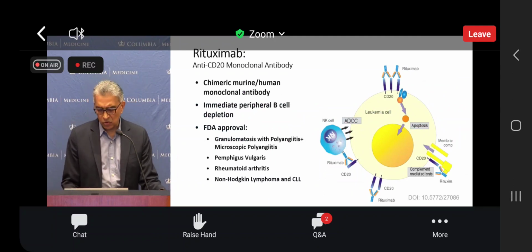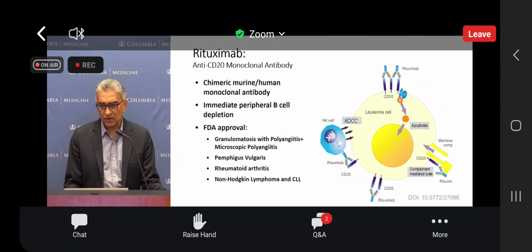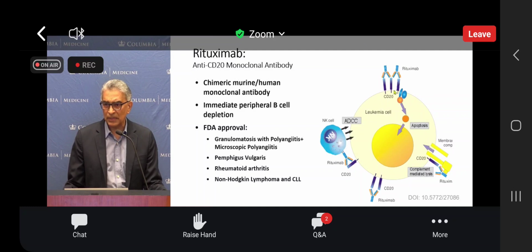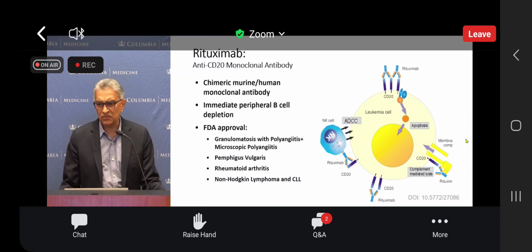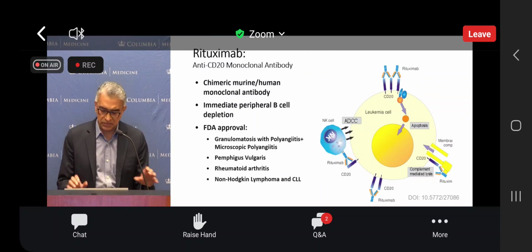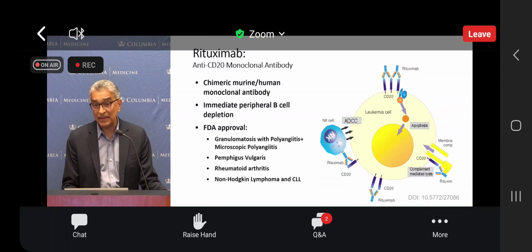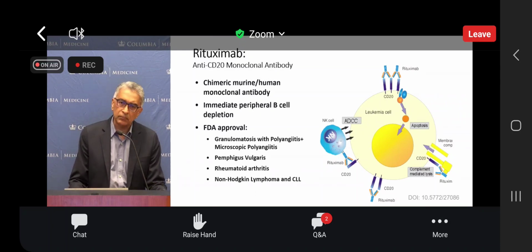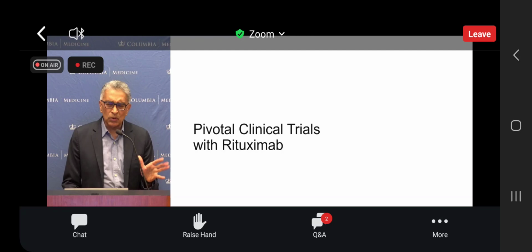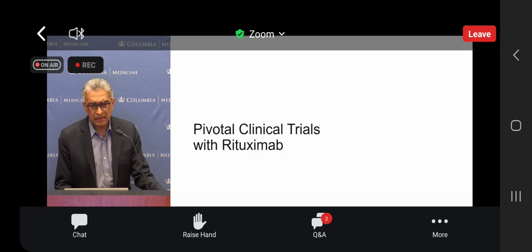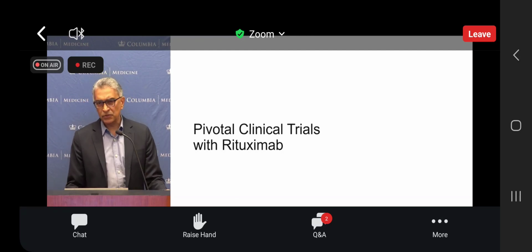So rituximab was the foremost in this category, and the way it works is it binds to CD20, and it leads to direct apoptosis of these cells. But there's also a complement-mediated lysis. So this is equally important in causing damage to the B cell and depletion subsequently. I won't go over the pivotal clinical trials that led to the widespread use of rituximab and FDA approval, but there are some aspects of these trials that we need to be cognizant about.